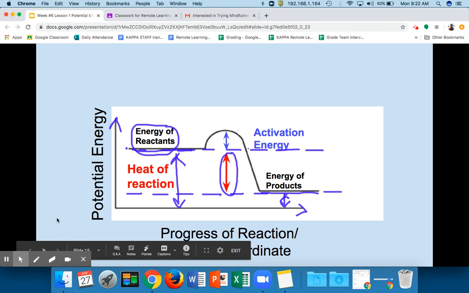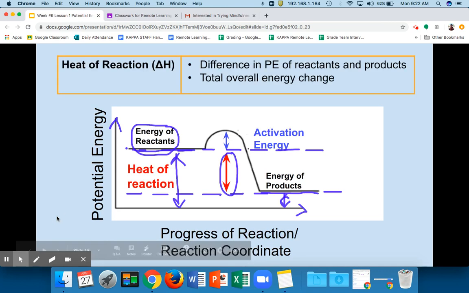the heat of reaction. So this is the difference in potential energy of reactants and products, which is why I said you can subtract these two, and it gives us the overall net energy change. So the actual energy change in the chemical reaction, because these kind of cancel each other out. So if you subtract that, you're just left with this. That's the overall net energy change.